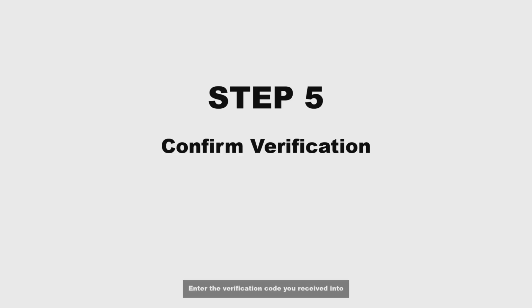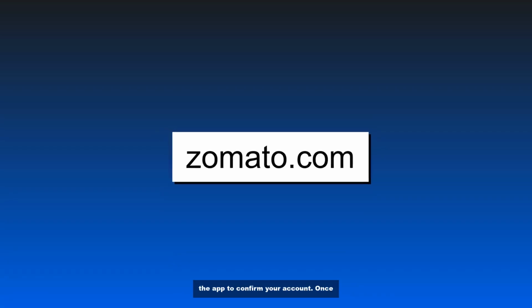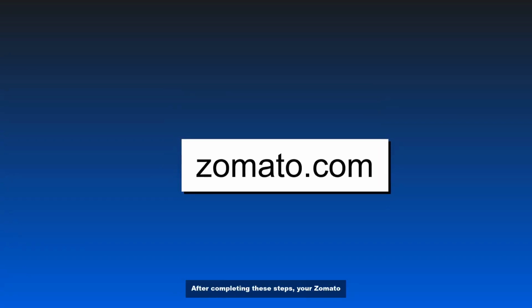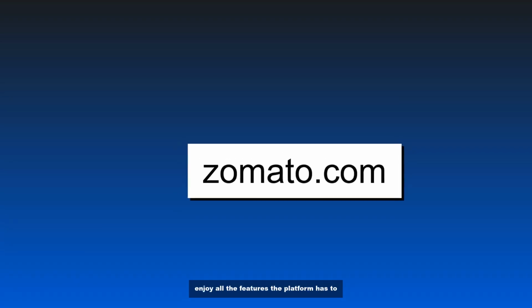Step 5. Confirm verification. Enter the verification code you received into the app to confirm your account. Once submitted, you should see a confirmation message indicating that your account has been successfully verified. After completing these steps, your Zomato account will be verified, allowing you to enjoy all the features the platform has to offer.